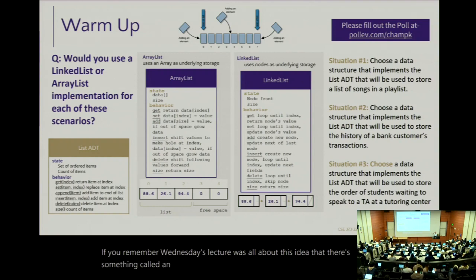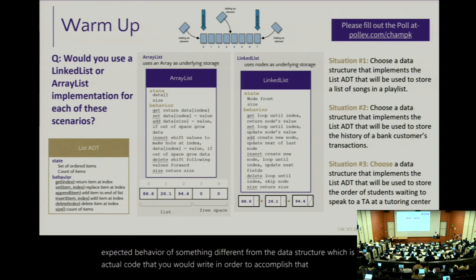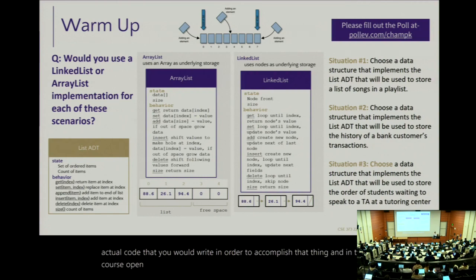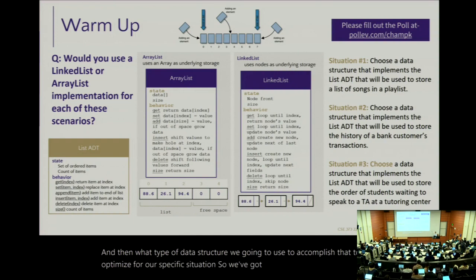That is the theoretical expected implementation or expected behavior of something, different from the data structure, which is like the actual code that you would write in order to accomplish that thing. And in this course, the open question is always going to be, what type of design, what type of functionality do we need in order to make this scenario work? And then what type of data structure are we going to use to accomplish that, to optimize for our specific situation? So we've got 3 situations on the right-hand side.